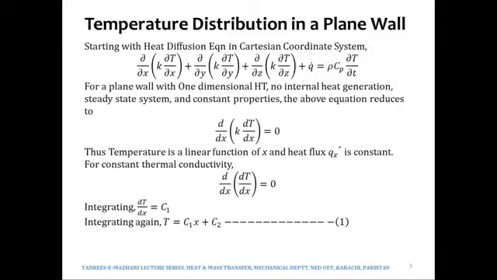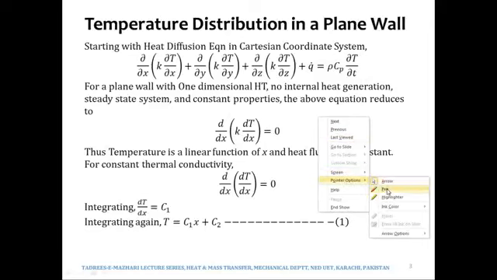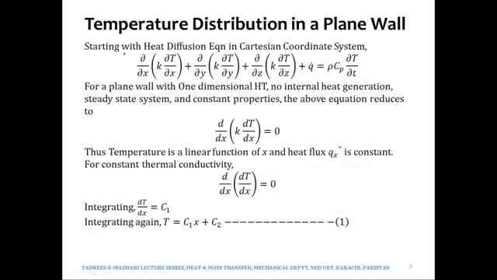We start with the Cartesian coordinate system, and the title is the temperature distribution in a plane wall. We will see how things go. So, starting with the heat diffusion equation in the Cartesian coordinate system. Whether we do it for a Cartesian coordinate system, a plane wall, or a cylindrical coordinate system, a pipe, or a spherical coordinate system, the sequence of the steps would remain the same. So the first step is to start with the heat diffusion equation.